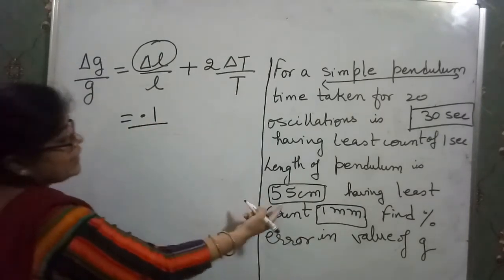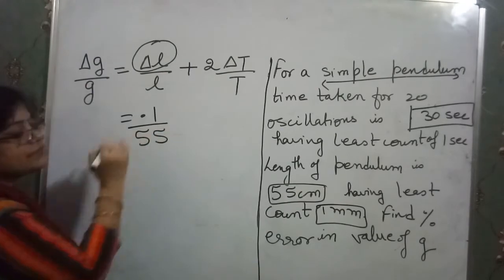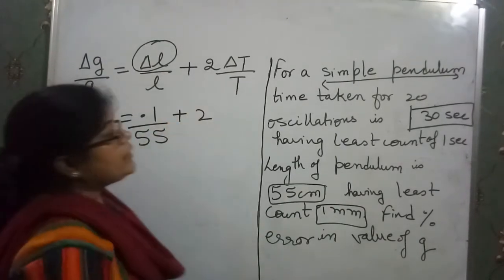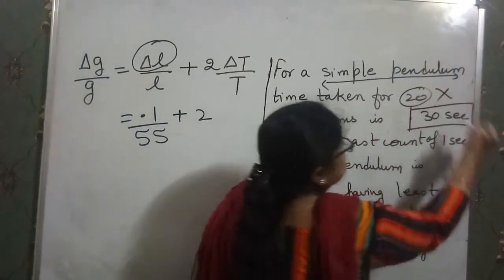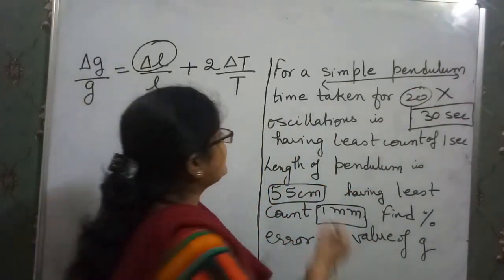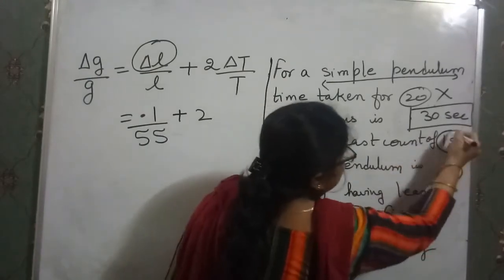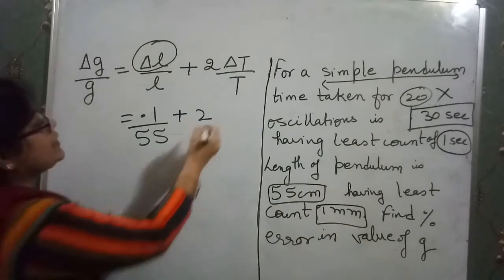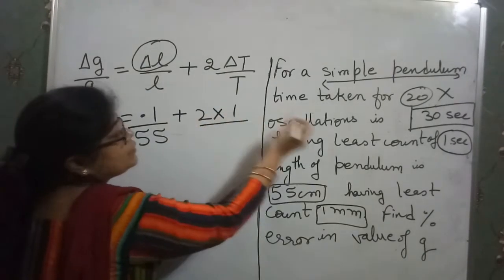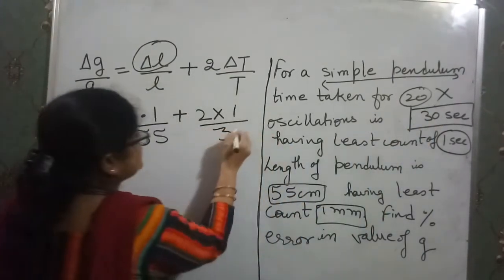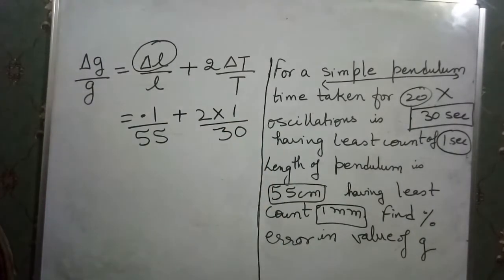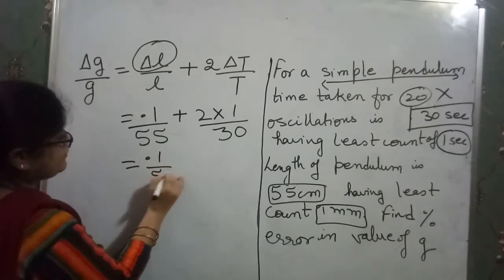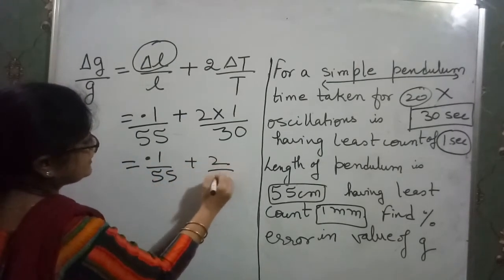Okay, now the actual value is 55. Then 2. Now here, just ignore 20. There is no need. But the least count is what? 1 second. We have to be concerned with the least count only. So we write over here 1. And the total time taken is what? 30. I think the concept is clear now. Now we have 0.1 over 55 plus 2 over 30.